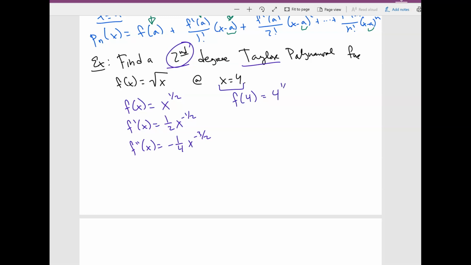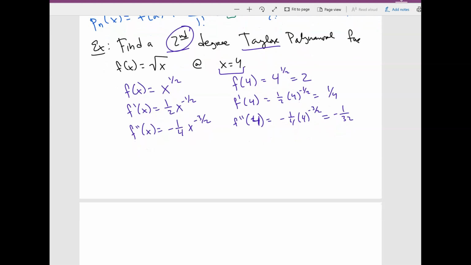It's going to be 4 to the 1/2, which gives me 2. Then we're going to plug it into the prime. So that's going to be 1/2 times 4 to the negative 1/2, which gives me 1/4. And then the second derivative, plug in 4. I'm going to get negative 1/4 times 4 to the negative 3/2. Put that in my calculator, and I get negative 1/32.